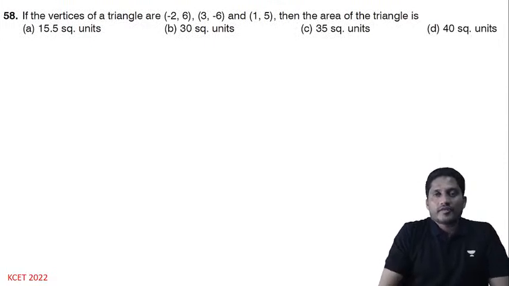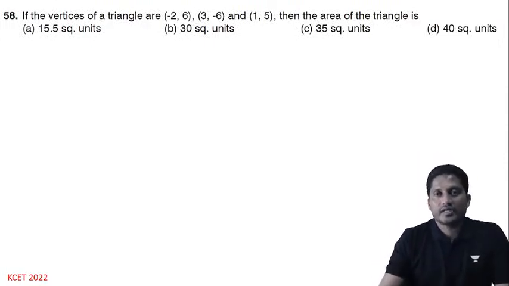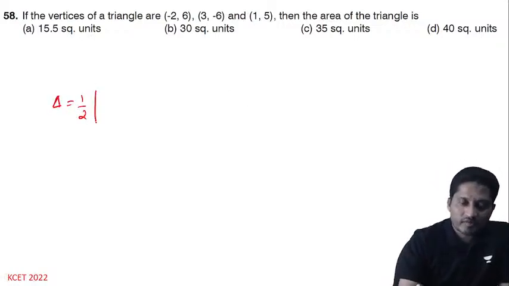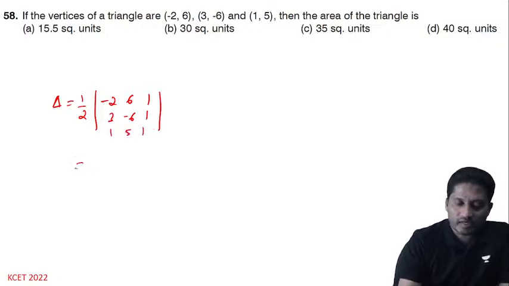Question number 58. If the vertices of a triangle are given, then what is the area of the triangle? See, either use the formula like what you used in boards. Area is equal to half of the determinant of x1 y1 1, x2 y2 1, and x3 y3 1. Just expand, you will get the answer. So half of determinant of -2, -6, -5. First row, second column, 3 minus 1. Delete first row, last column, 15 plus 6.